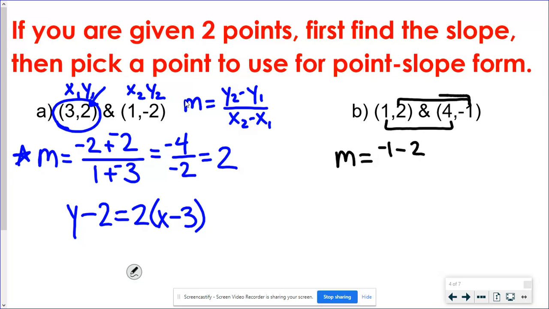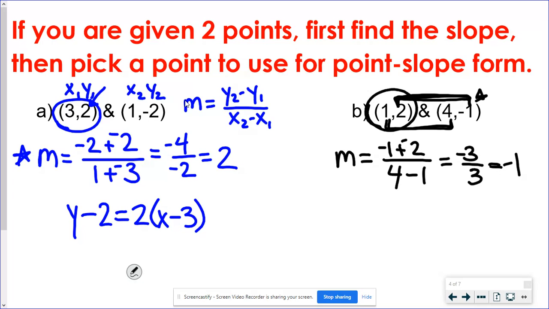Notice I connected those two on the top because the y is on top. And then on the bottom, if I started here with the -1, I would have to start here with the 4, and I'm going to go 4 minus 1. So on the top, I have -3. On the bottom, I have +3. That's going to give me a -1 slope. Now, I'm going to pick, again, this first ordered pair. So I'll have y minus my y number equals m times x minus my x number.